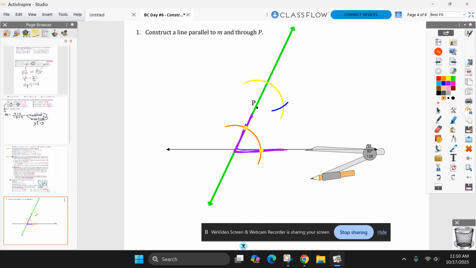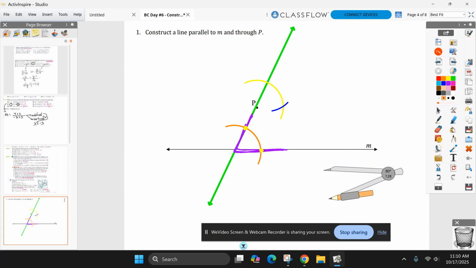Should we put a point? You can if you want. Not needed, but you can. Because now you're going to take your straight edge, line up point P with that point of intersection, and hopefully you look like you have a parallel line rocking.